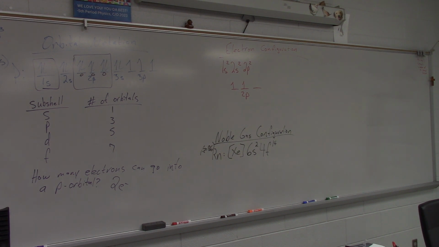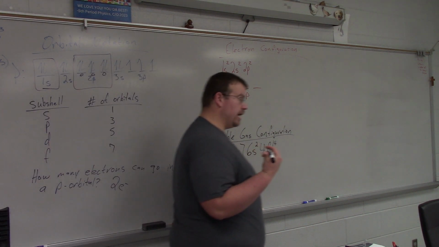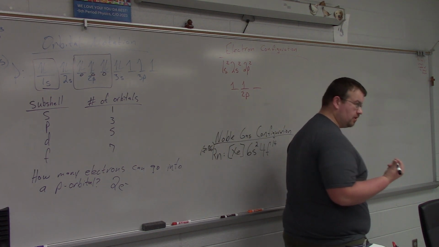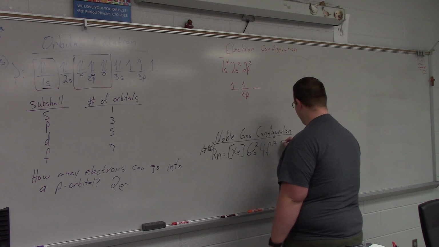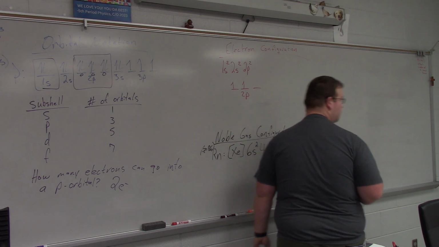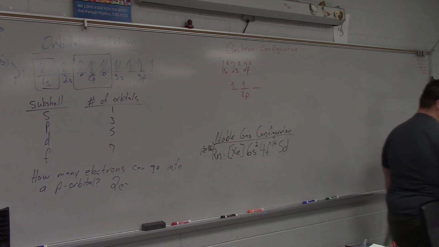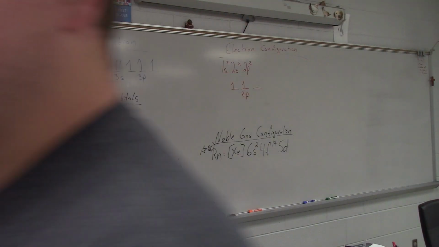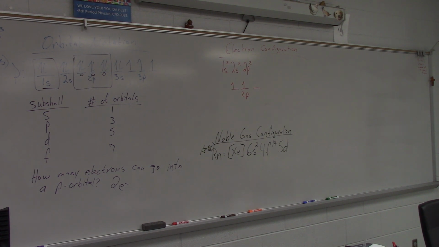But remember, for D block, what's the rule? N equals what? Row minus 1. So what row are we in? 6. So subtract 1. 5D. How far in did we go? One, zero. Right. X marks the spot.